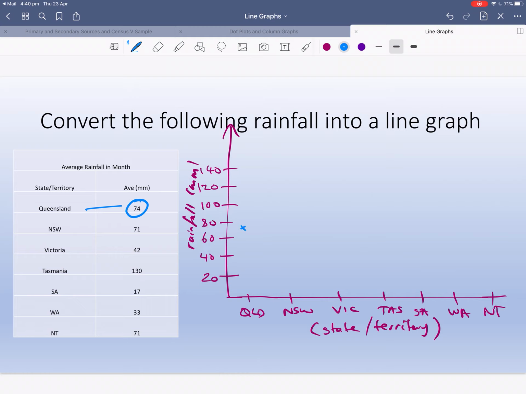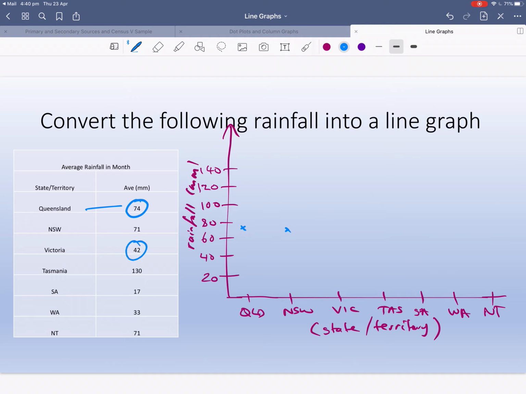So I'm going to do a little cross there above Queensland. And then New South Wales is 71, so it's a bit lower than that. So above New South Wales, I'm going to go up there and put 71. See how it's a bit lower than Queensland's one.